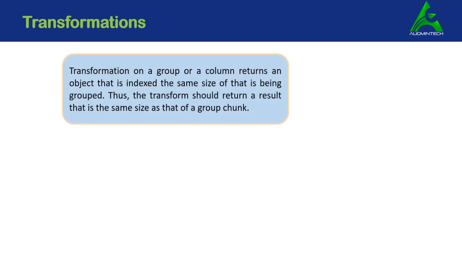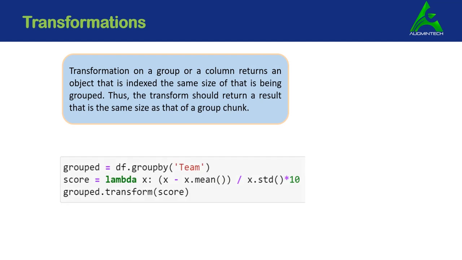Now let's see what transformations are. A transformation in a group or a column returns an object that is indexed and the same size as what is being grouped. This transform should return a result that is the same size as the group chunk. So here we group by a column and then transform by applying certain mathematical functions using lambda functions.